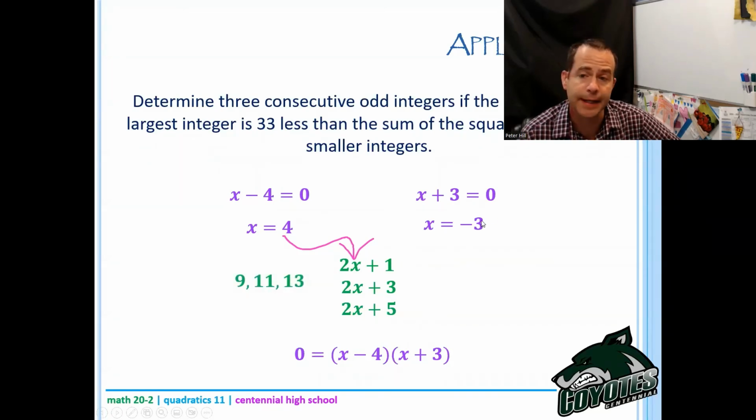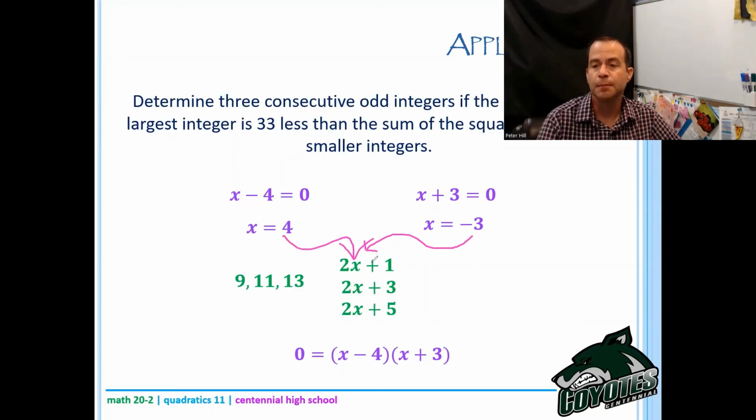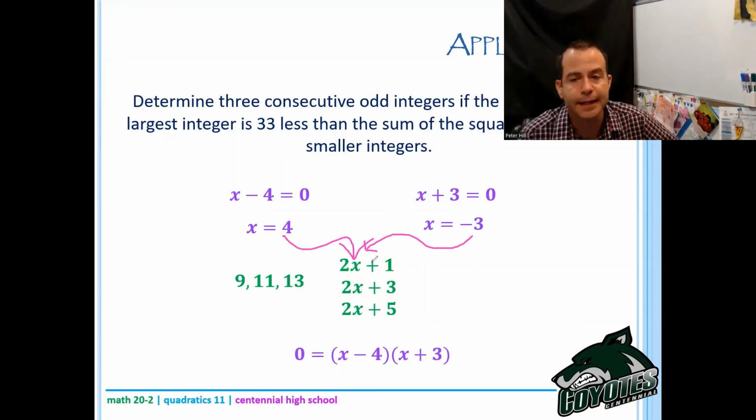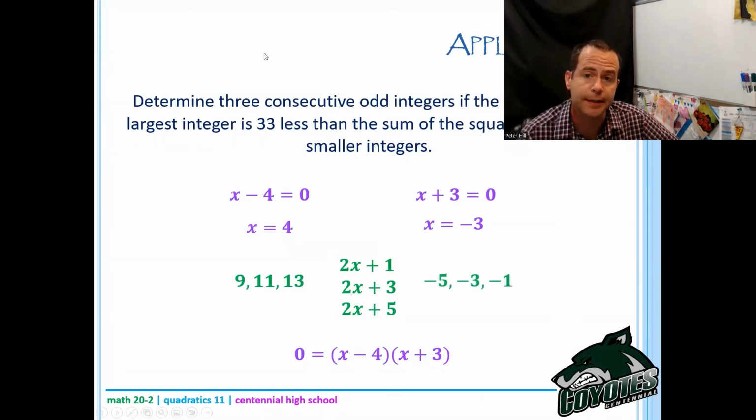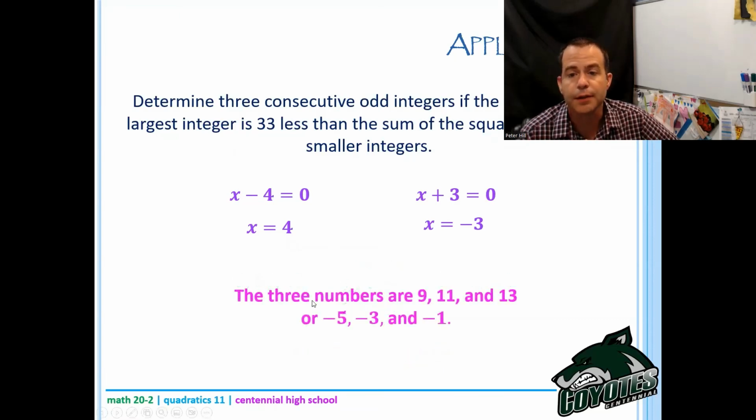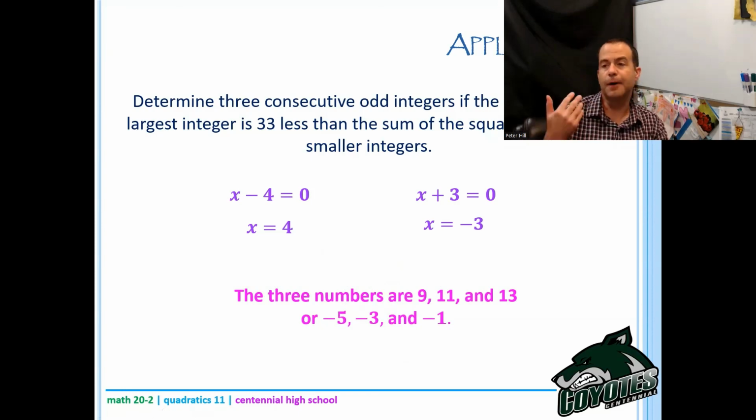Or if I plugged in negative 3 into there, that would give me 2 times negative 3, which is negative 6, plus 1 is negative 5. So that would give me negative 5, negative 3, and negative 1. So I actually have two solution sets here. And that's what I'll say in my conclusion. Okay, the three numbers are 9, 11, and 13, or negative 5, negative 3, and negative 1. And if you checked both of those sets, they both work fine.